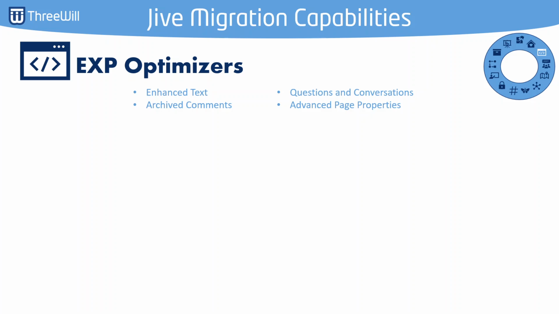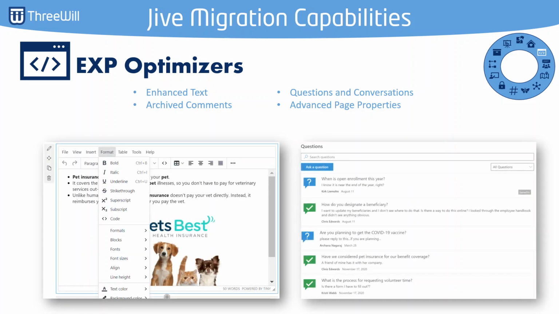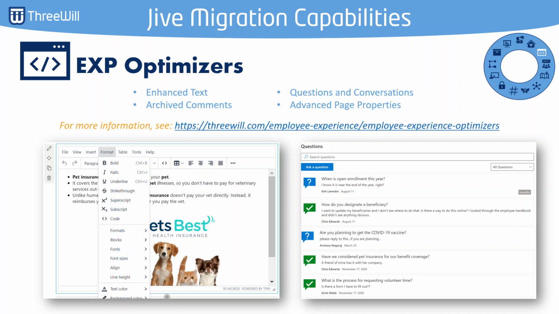Employee experience optimizers are something that we use to give a better experience for migrated content. So we have 4 different web parts that we use for this migrated content, and they're listed here. The one I'm showing now on the left is our enhanced text web part, and that's used to replace the text web part that comes out of the box with SharePoint. And it just adds a lot more capability, and it does a lot better job with Jive's HTML-based content.